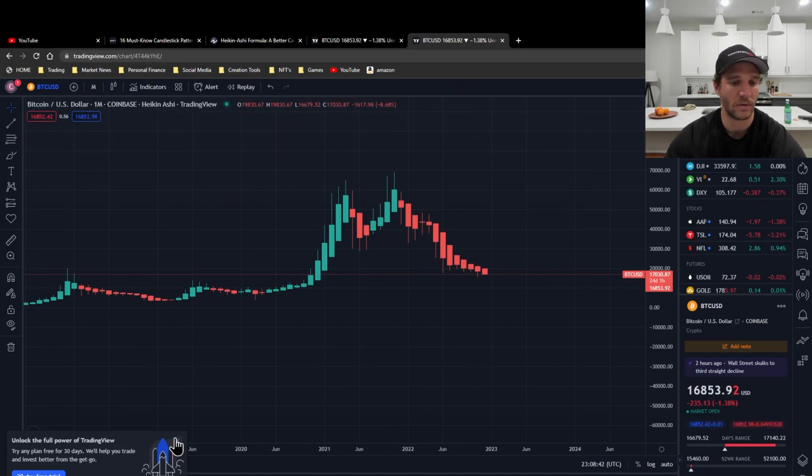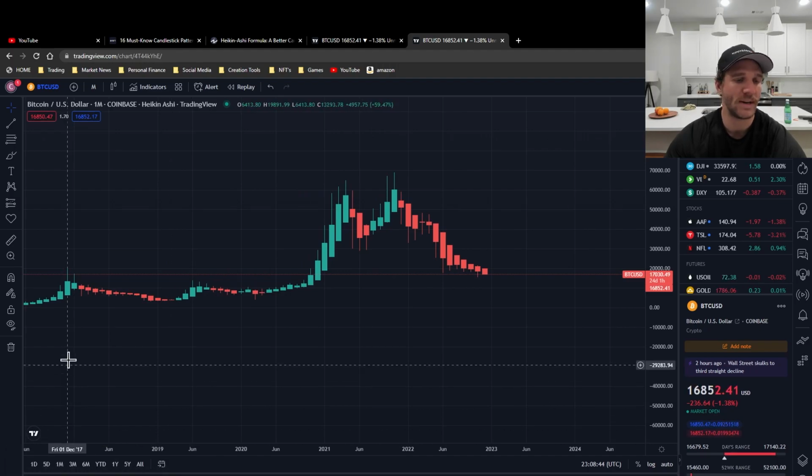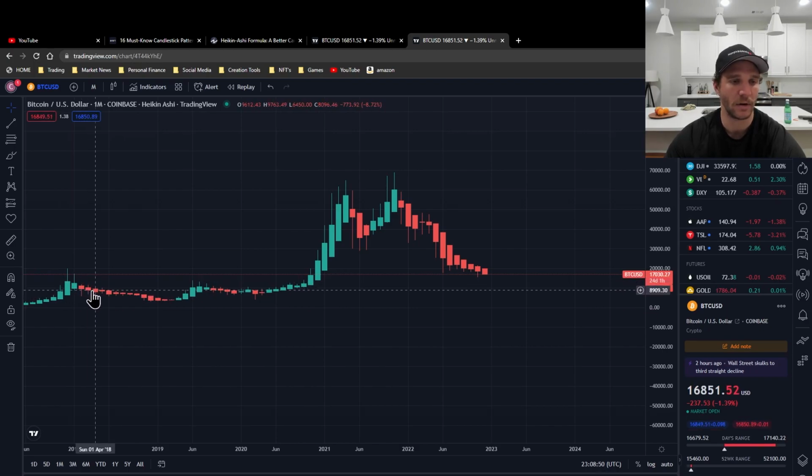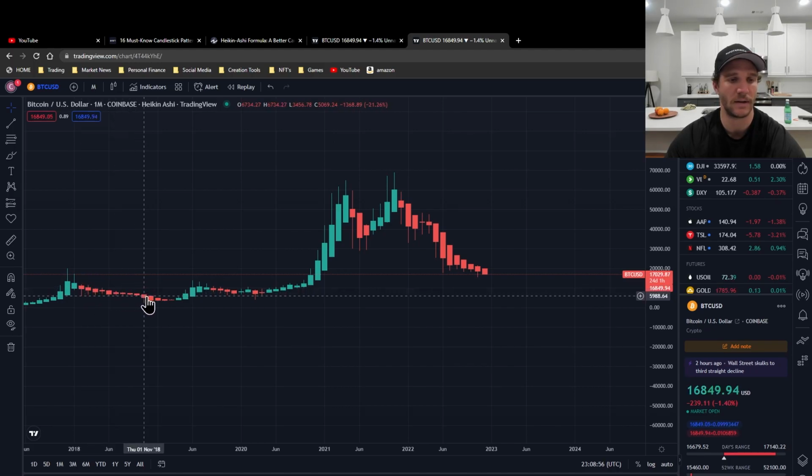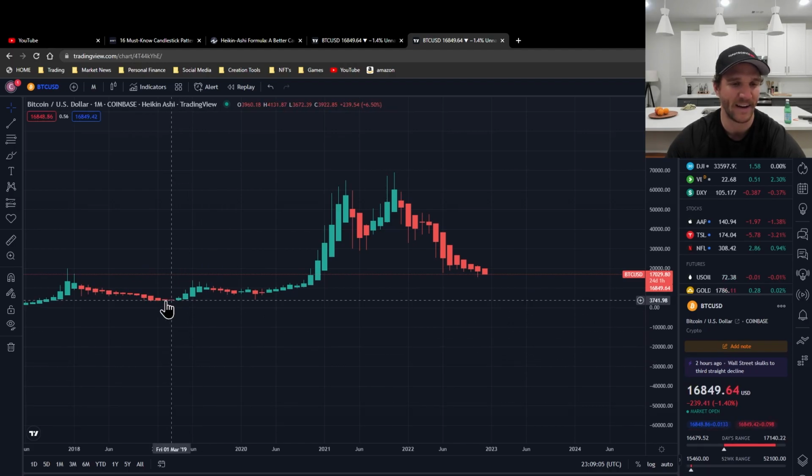Now, I want to start by looking at 2018, when we were just finishing this bull run in 2018, and you can see the bear run starts. And you can see 1, 2, 3, 4, 5, 6, 7, 8, 9, 10, 11, 12, 13, 14 red candles in a row that lasted for over a year, about a year and a half.